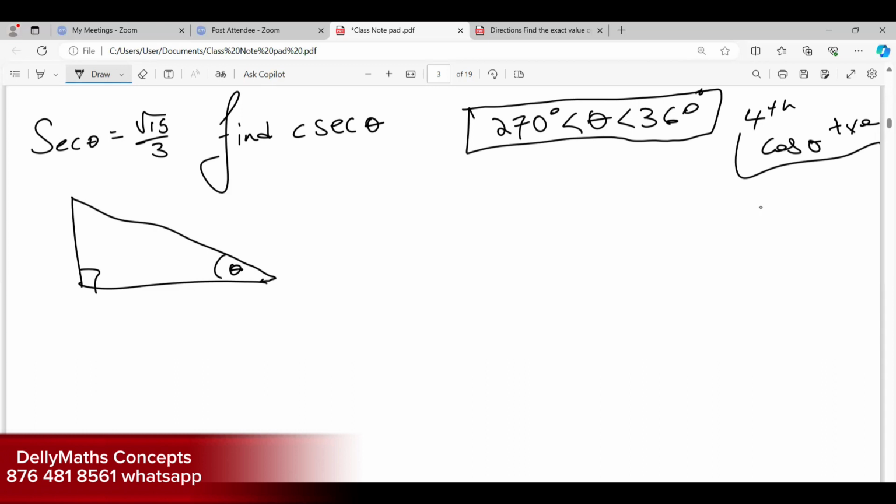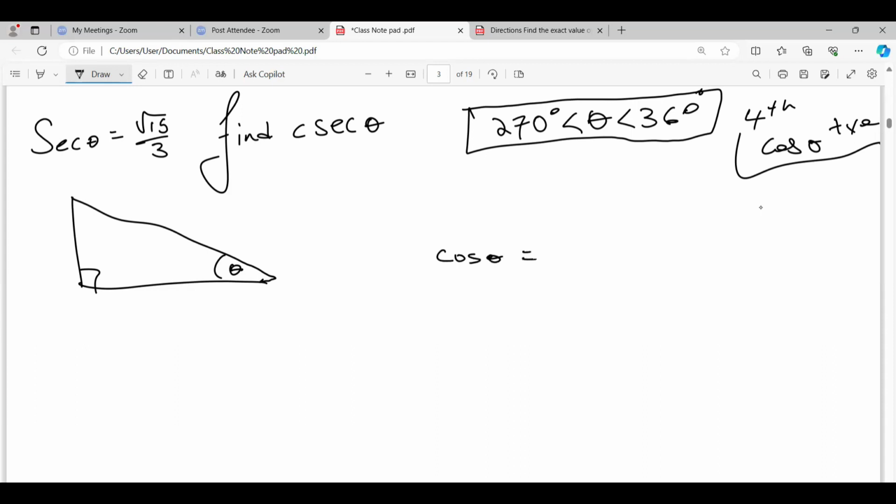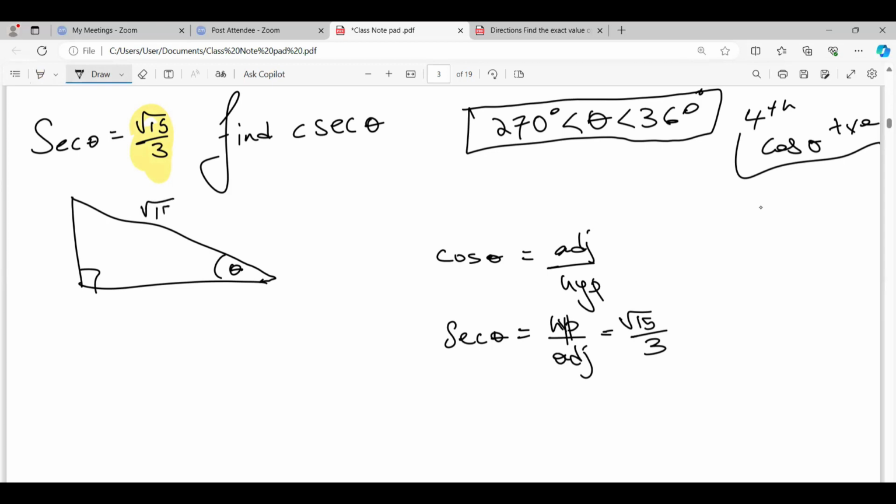We need to relate what secant is. Remember, secant is linked to cos. Cos is adjacent side divided by the hypotenuse side. Secant is actually the inverse, which means that we're going to reciprocate. So we're going to have the hypotenuse over the adjacent. Then I could label the first two legs of my triangle using this. So the hypotenuse is the root of 15, and the adjacent to this angle is 3.